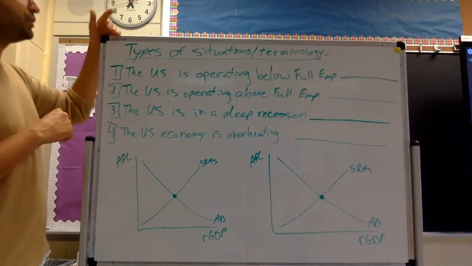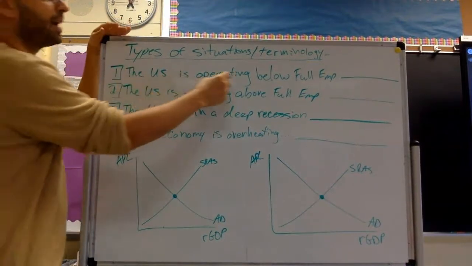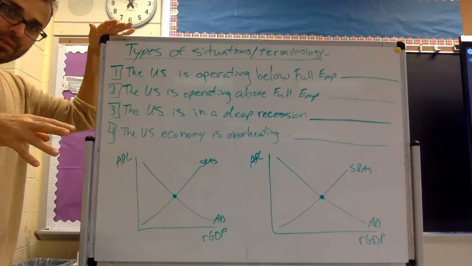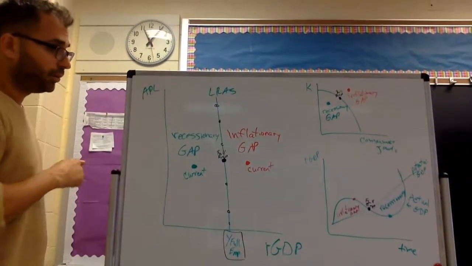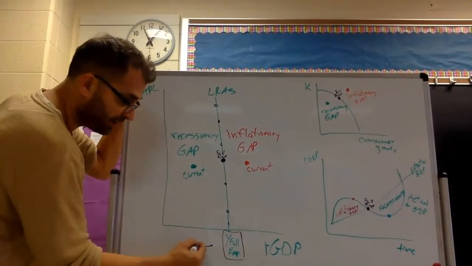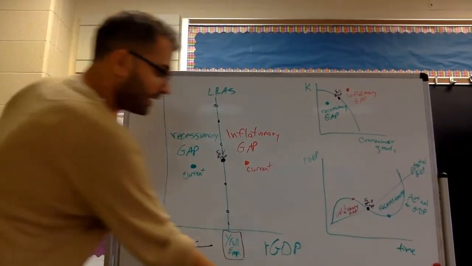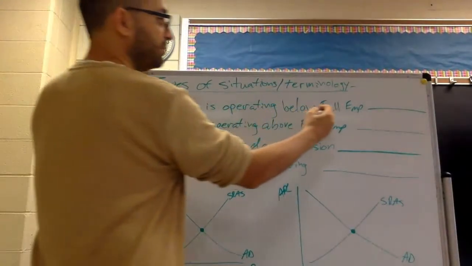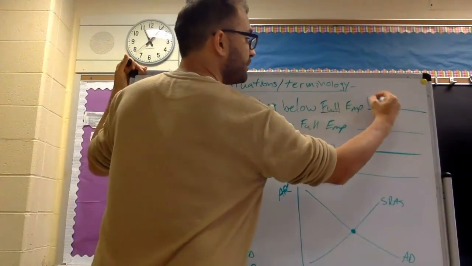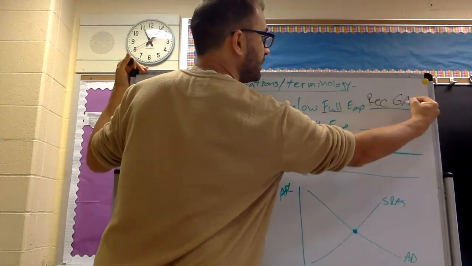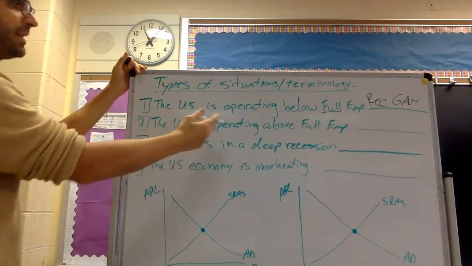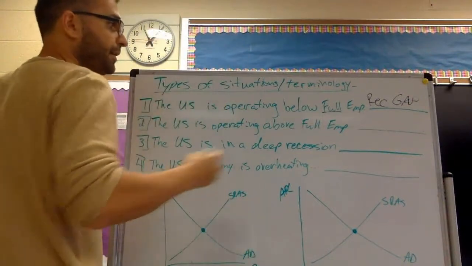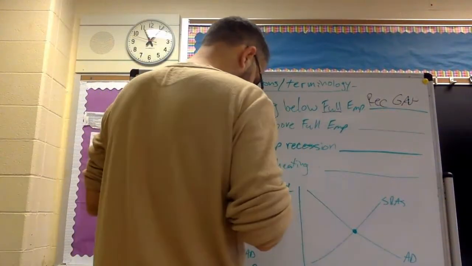So you're going to get terminology like this. The U.S. is operating below full employment. Below full employment, what does that mean? Operating below full employment means we're going to be operating on this side, the recessionary side. So if you see the words the U.S. is operating below full employment, we have a recessionary gap. If the U.S. is operating above full employment, then we have an inflationary gap. Put that in red.